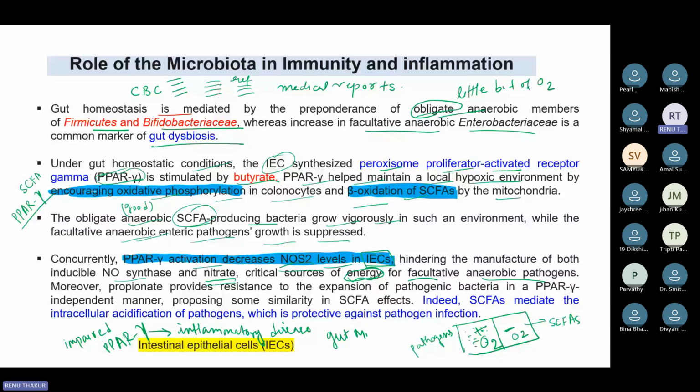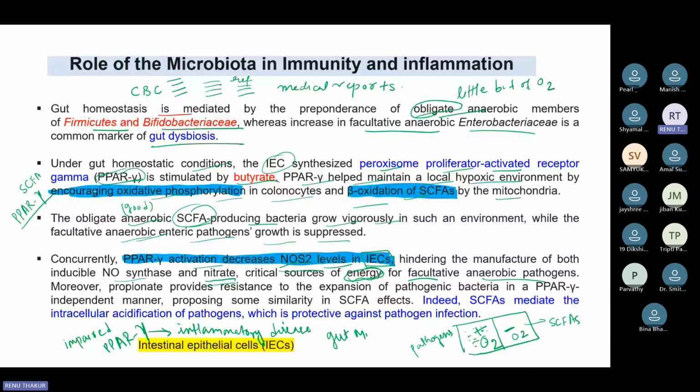Now, the third thing is this mechanism. PPAR gamma activates the decrease in the nitric oxide synthase level, and this is the critical regulator because this acts as an energy source for the facultative anaerobic pathogen. Now from here you can also correlate to more things in our gut.